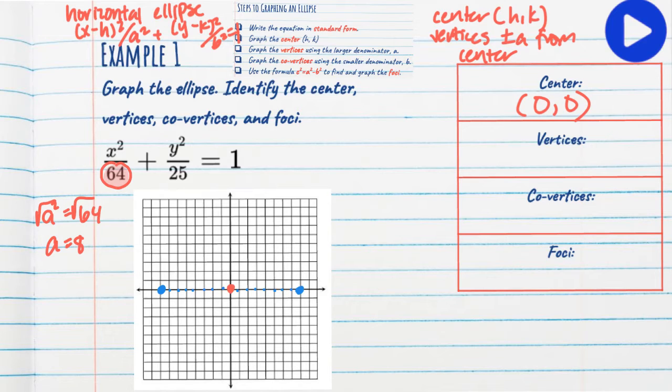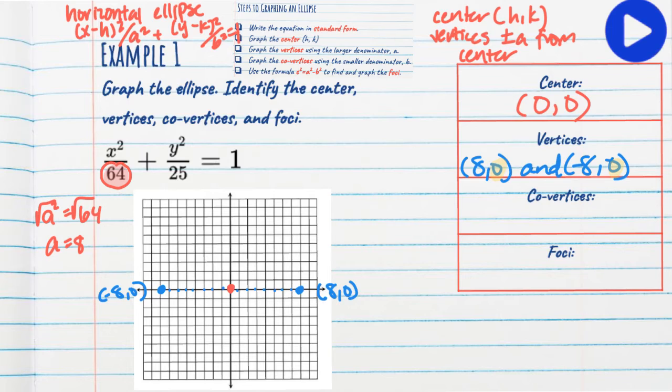And now we have to figure out what these points are. So we just know that we went 8 to the right and we didn't go up or down, so that's (8, 0). And 8 to the left, we didn't go up or down, so that's (negative 8, 0). Now something I want you to notice here is since this is a horizontal ellipse, the y of the ordered pair for the vertices didn't change. Only the x changed.